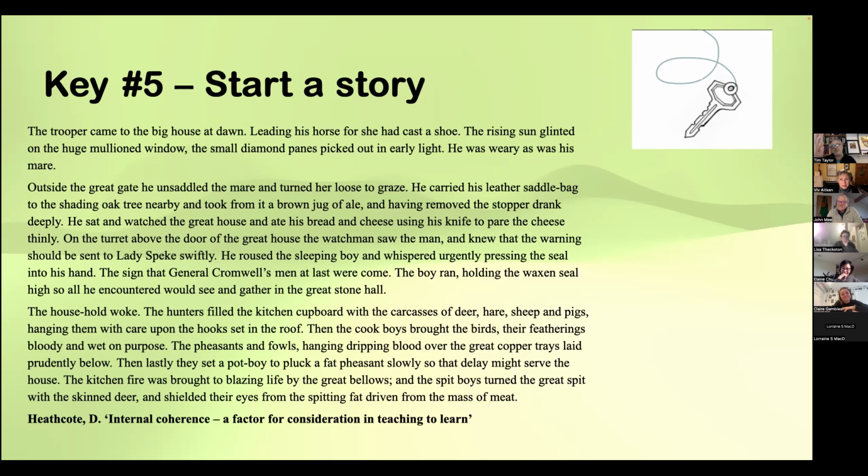She did this in a classroom in Canada with a bunch of secondary kids. If you're interested in reading the rest of the article, it's on the Mantle of the Expert website. It's called Internal Coherence: A Factor for Consideration in Teaching to Learn, and she lays out the whole planning, the whole thing that she did with those kids. So that's key 5. Any comments or anything that people would like to add to that?